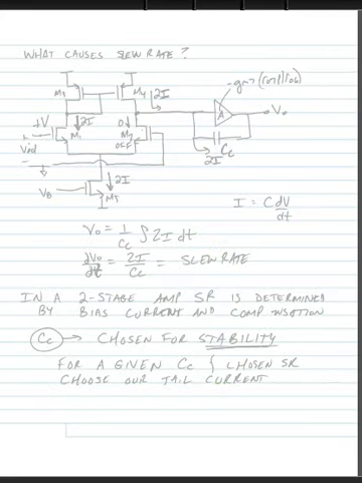Okay, so we're going to look at what causes slew rate. All right, so let's look at our operational amplifier, the two-stage operational amplifier with the current mirror load on the first stage and the common source for the second stage.